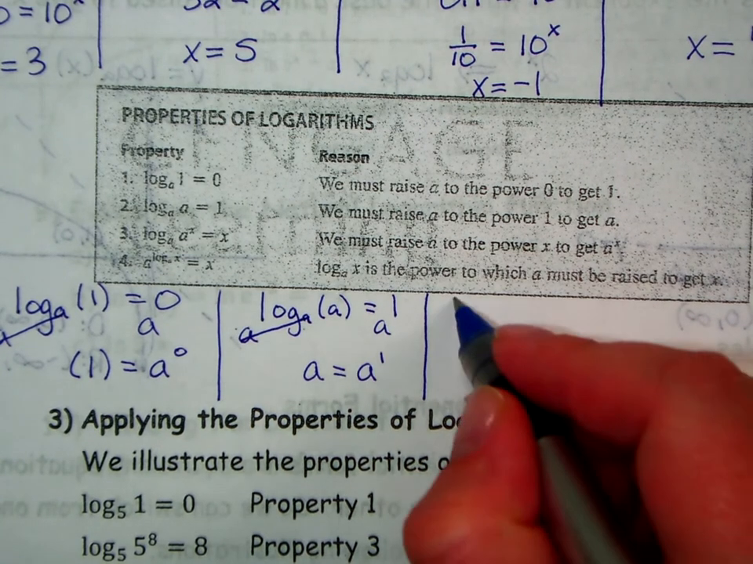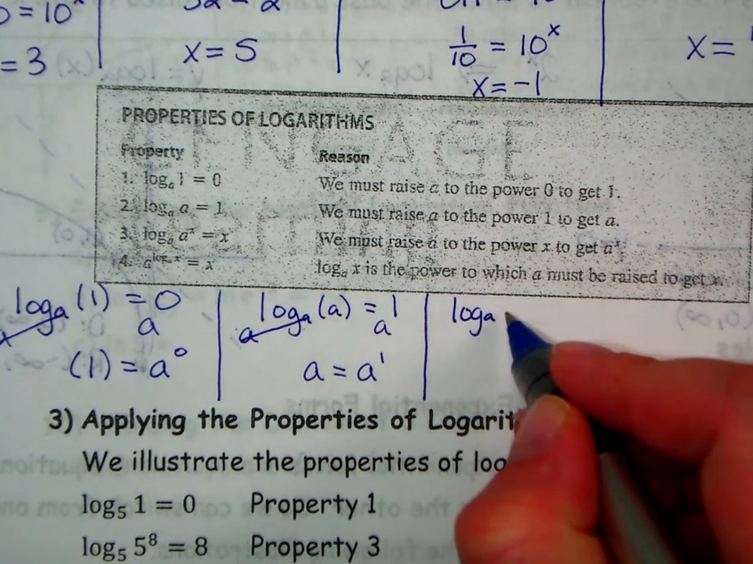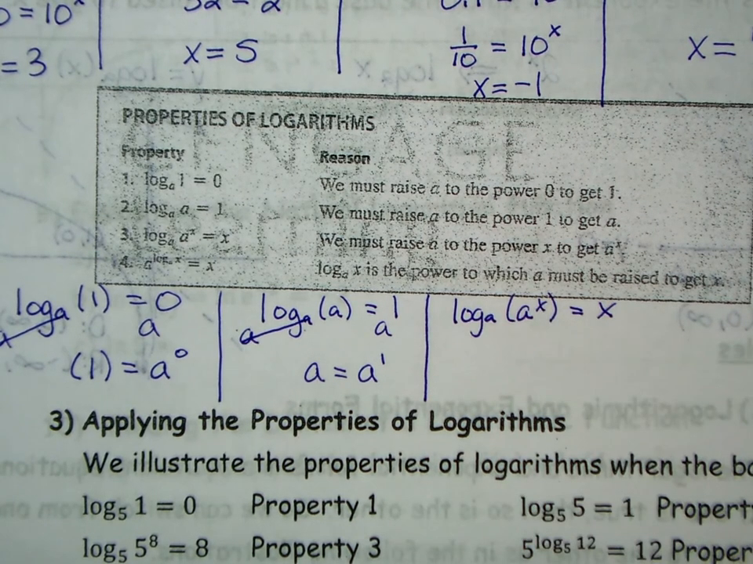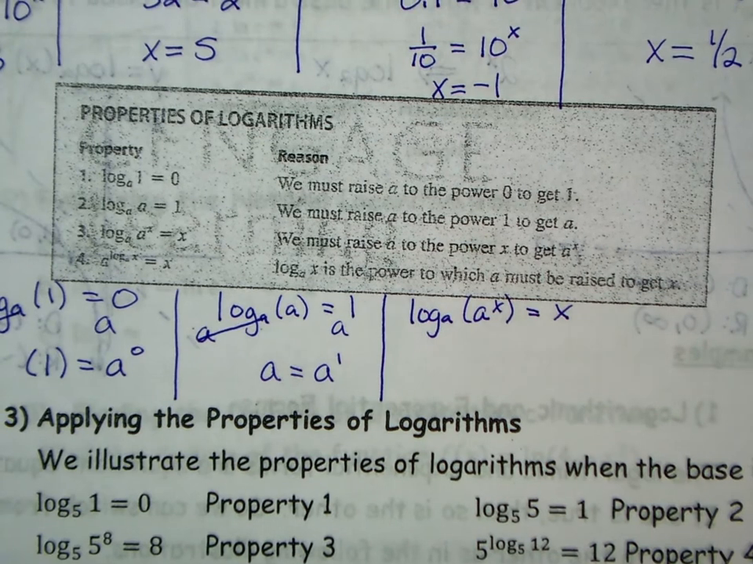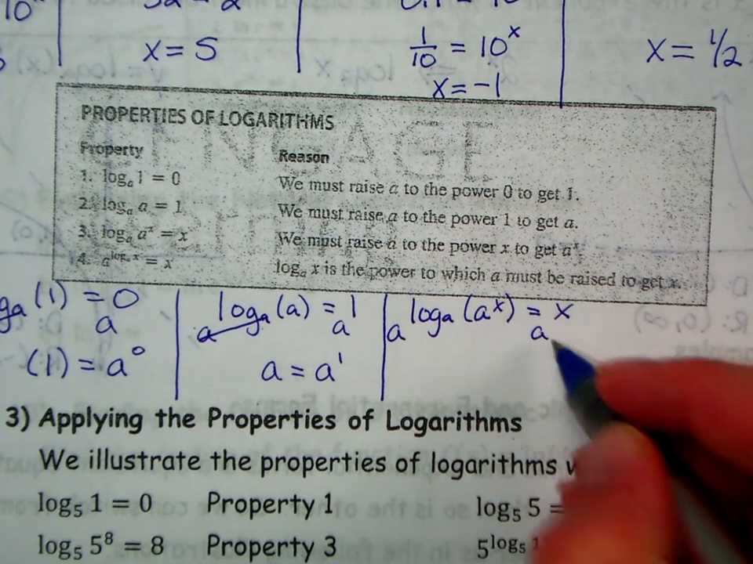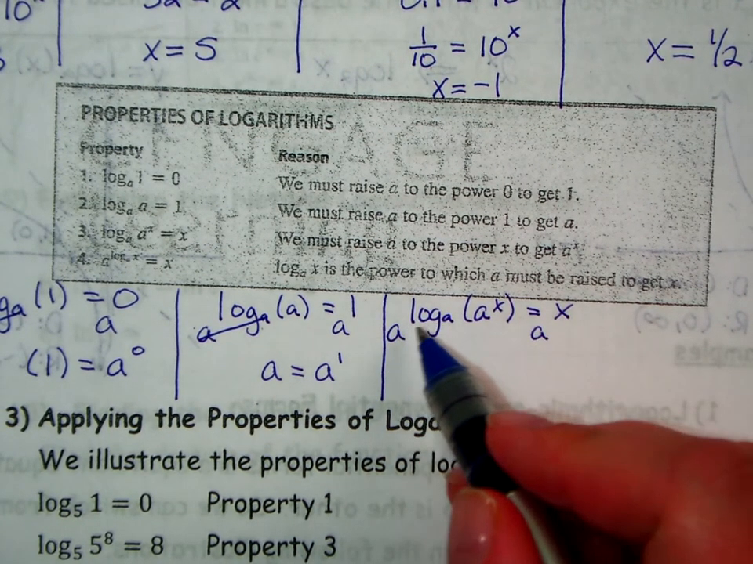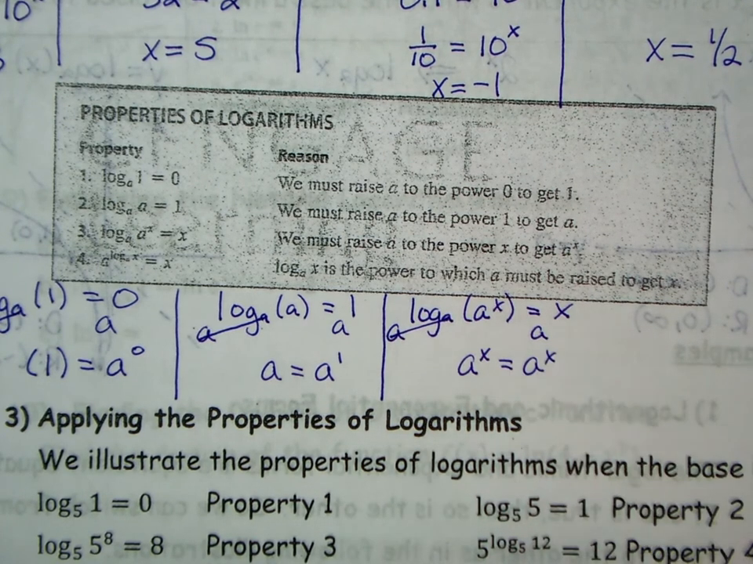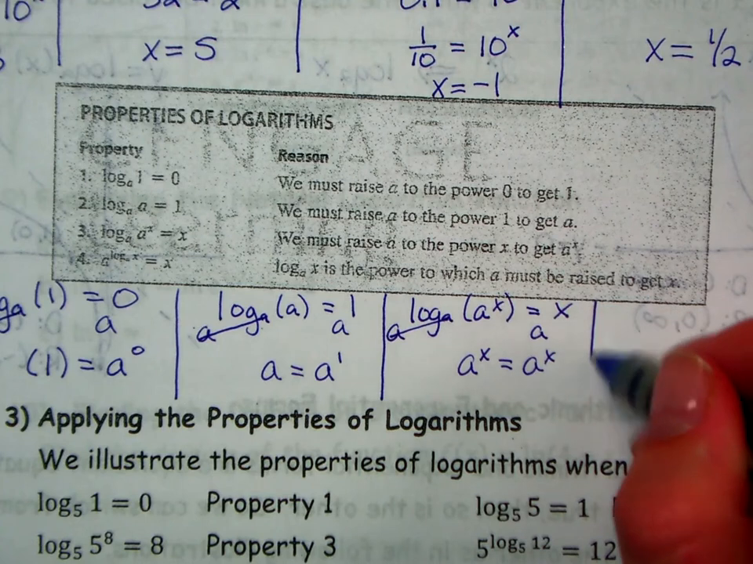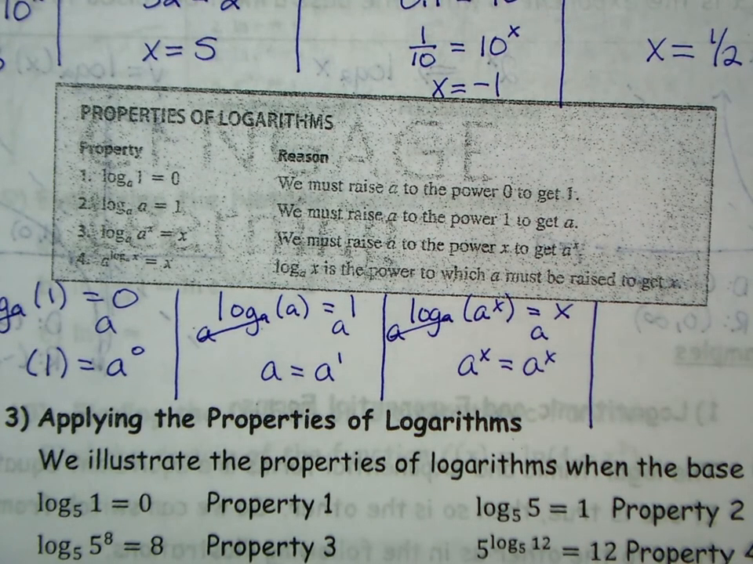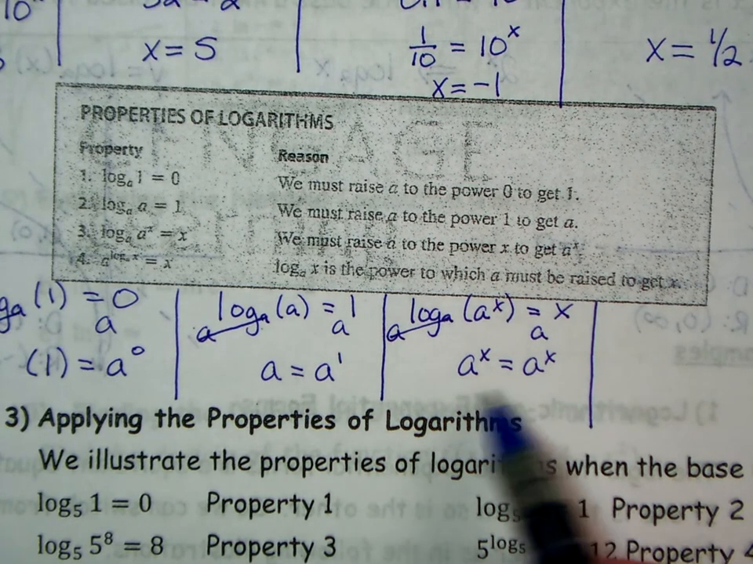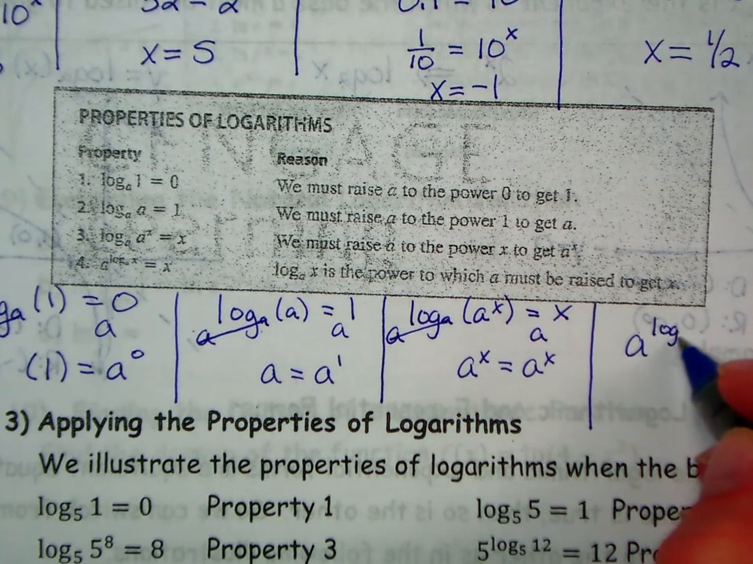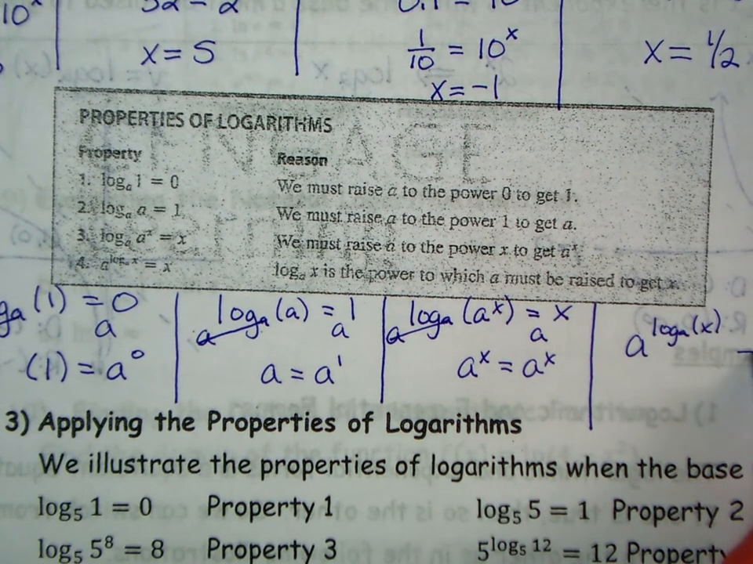Okay. Log base a of a to the x equals x. If I want to get this in its exponential form, I'm going to raise both sides by a. A to the log base a cancels, and I get a to the x equals a to the x. Obviously that's true. So no matter what the base is there, we're always going to get a to the x equals a to the x.